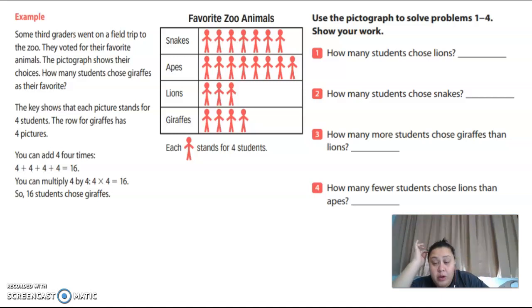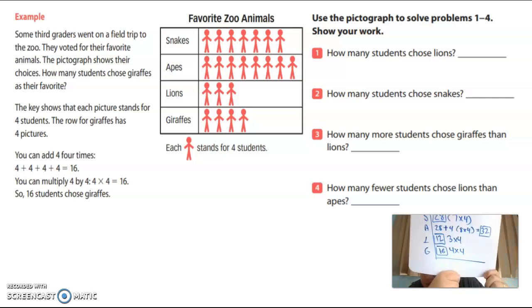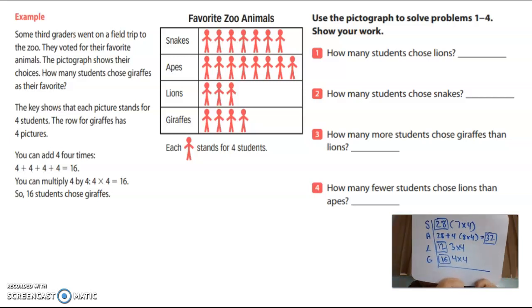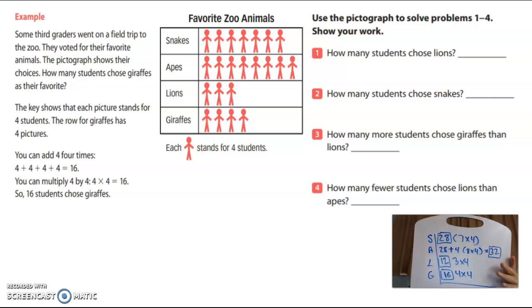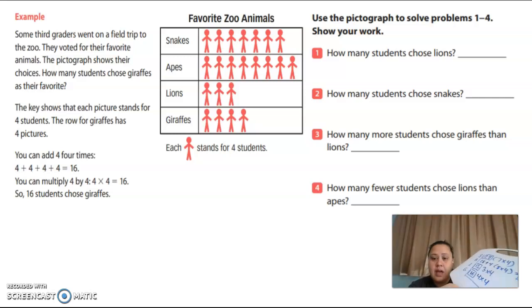So question number 1, how many students chose lions? Well, lions had 3 stick figures. Luckily for us, we already did the data before there. And 3 times 4 equals 12. These are similar to the types of questions you're getting. So this is really practice, practice, practice. How many students chose snakes? Well, lucky for us, we also did the data up here. 7 stick figures times 4 equals 28 students chose snakes.